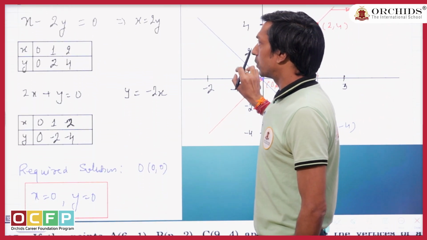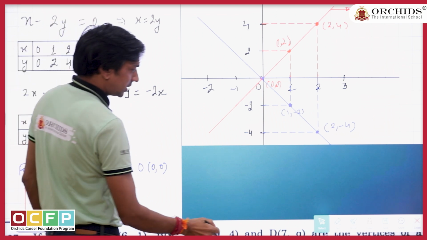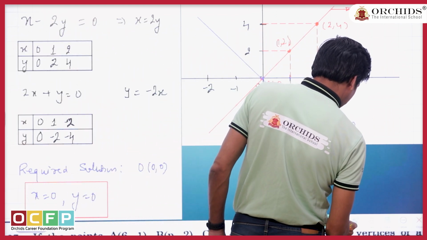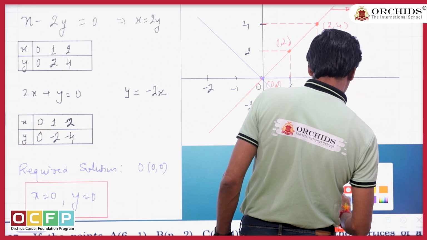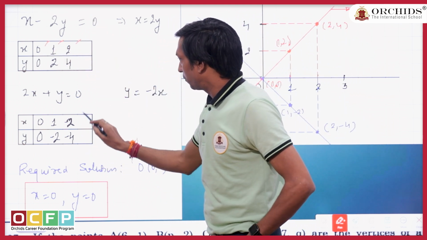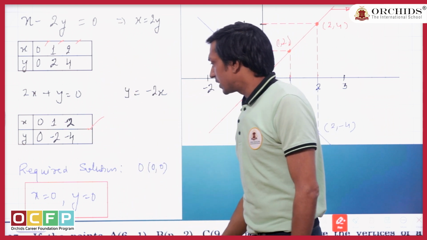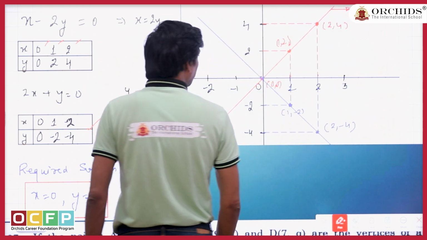So if you plot the table for these equations, for the equation x minus 2y, this will be the table. This is how we have to plot the table by assuming these values of x and y, and different values of x and y we will take. So we'll get this table for the first equation. You can take any random value. I picked a few values.